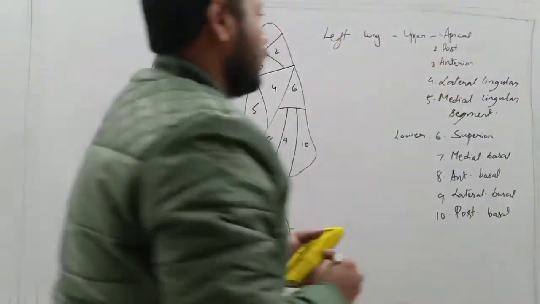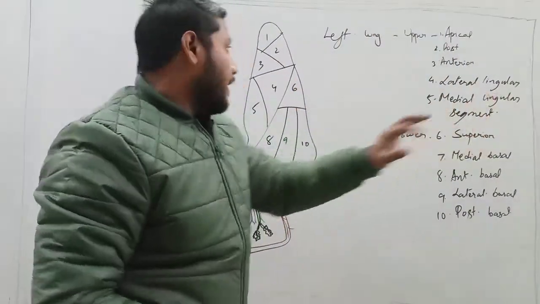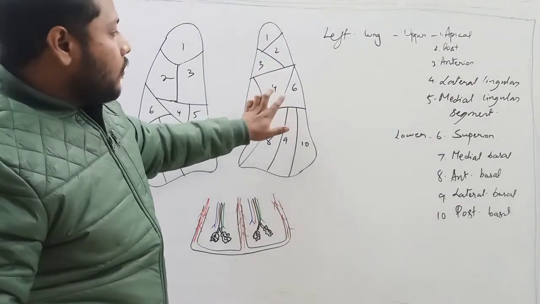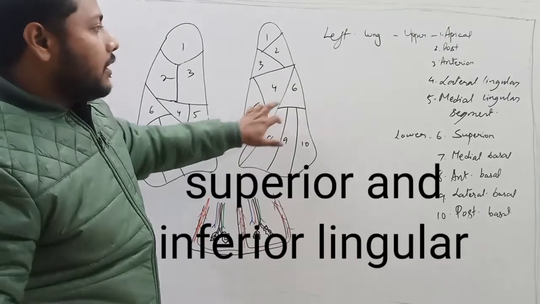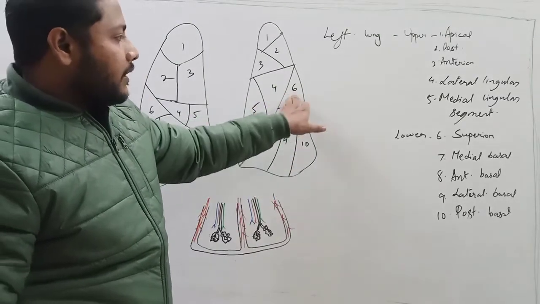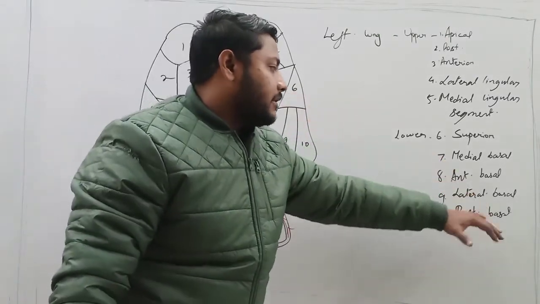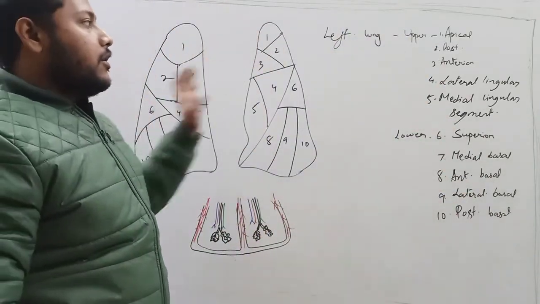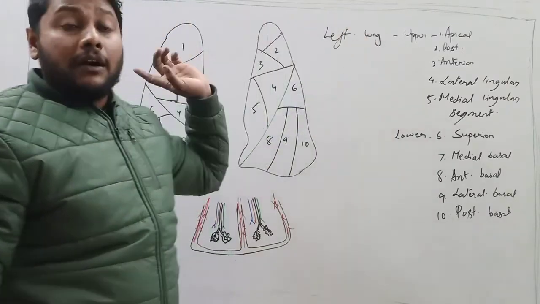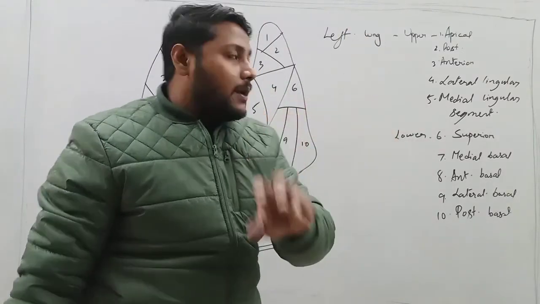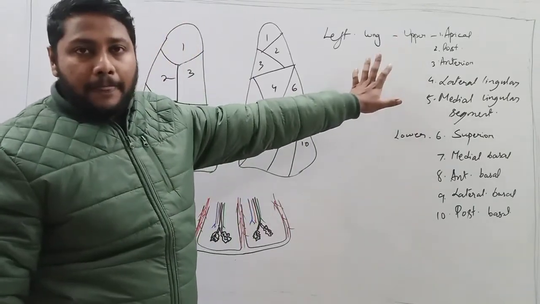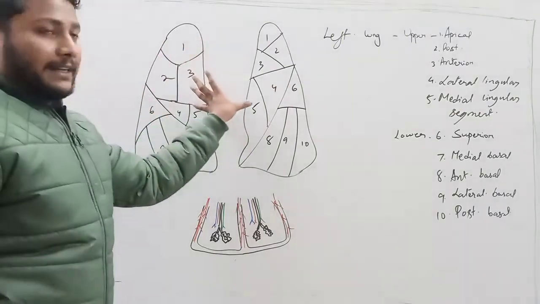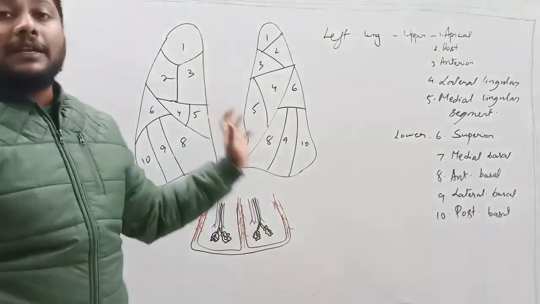So in the left lung, we have the apical, the posterior, and the anterior. Next we have the lingular, 4 and 5, the lateral and the medial lingular. Then 6, the superior, the medial basal, anterior basal, lateral basal, and the posterior basal. All the structures are the same except that in the right lung we have a middle lobe, and in the left lung we have a lingular lobe instead. That is why it is included in the upper part. This is a very important and very easy diagram. Just practice these diagrams and it will be very easy for you.